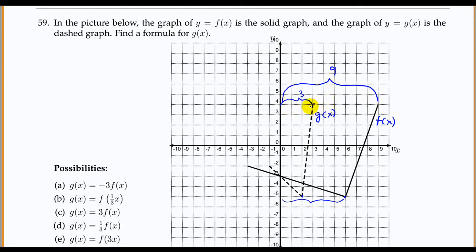So g of x is obtained by stretching the graph of f of x by a factor of 3. So g of x is f of 3x. Okay, so this is stretching the graph of f with a factor of 1/3.